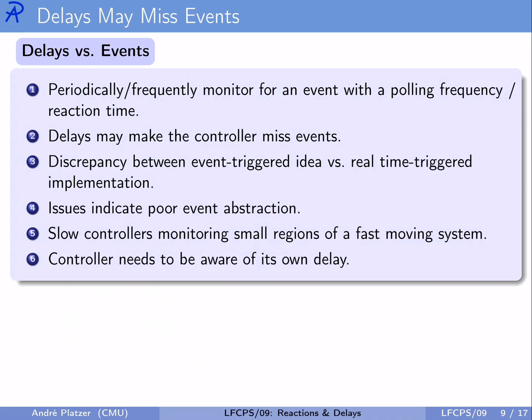In other words, controllers actually need to be aware of their own delays. They need to know how slowly am I reacting in order to already prepare for the right reaction early in case they might be missing the next opportunity to do something about it.